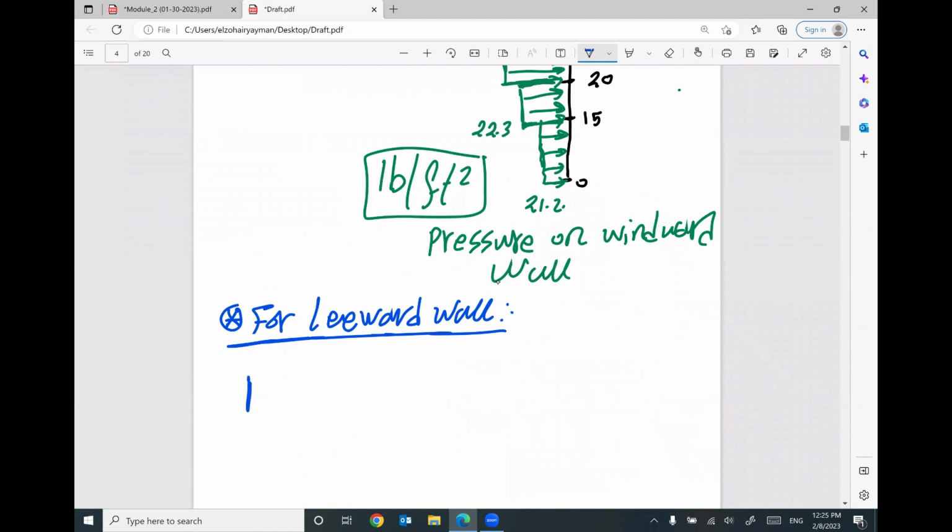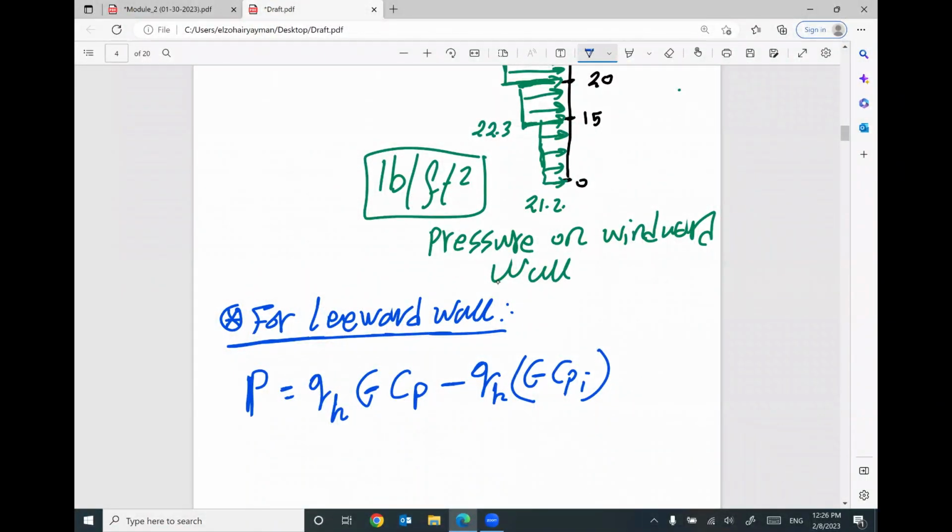Your pressure equals QH times G times CP minus QH times G CPI. This is your equation for the leeward wall.